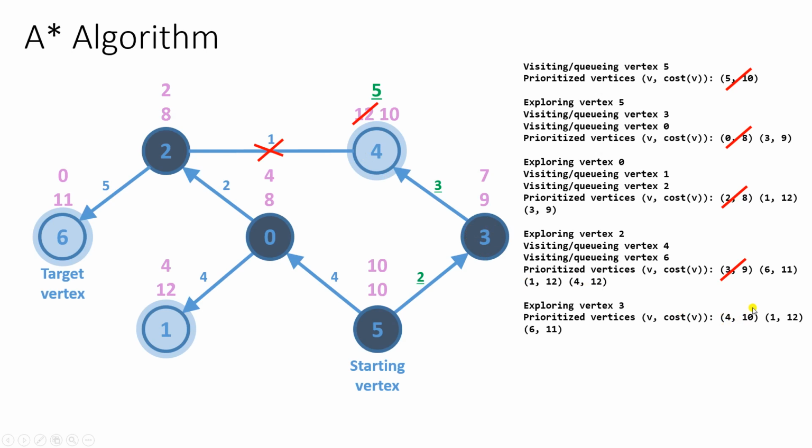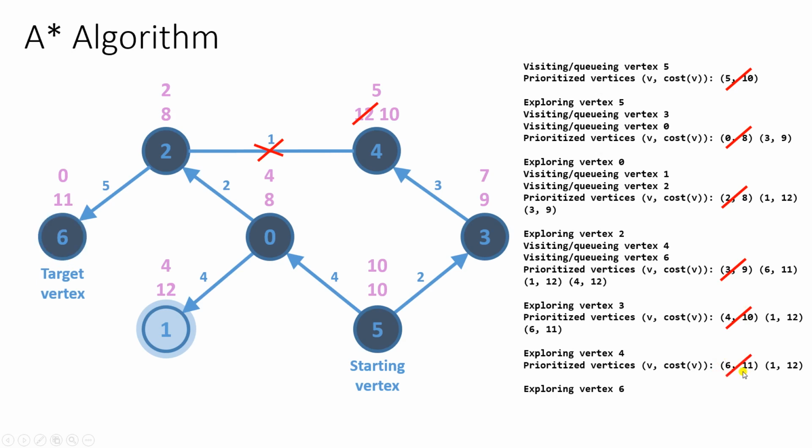The next vertex to be visited, to be explored, is vertex 4. And by exploring vertex 4, we actually didn't discover any adjoining visited or unvisited vertices. They're all explored, so nothing to discover here. Vertex 4 just gets removed from the priority queue. The next vertex to explore is vertex 6. So let's do vertex 6.